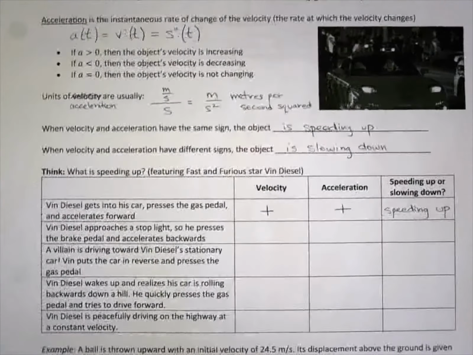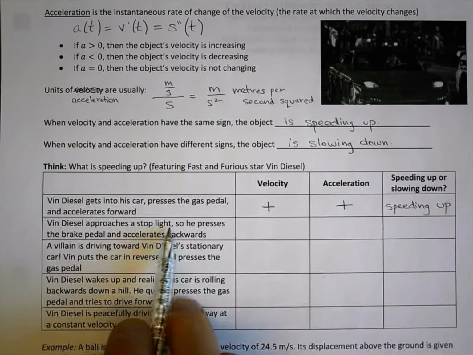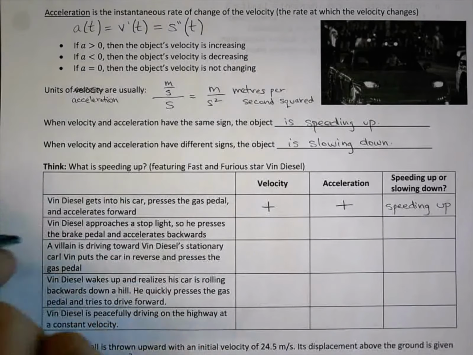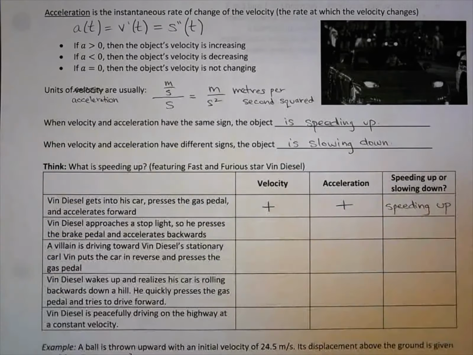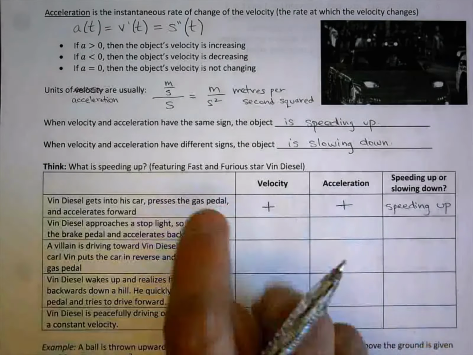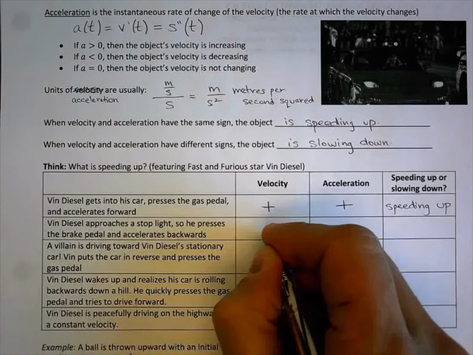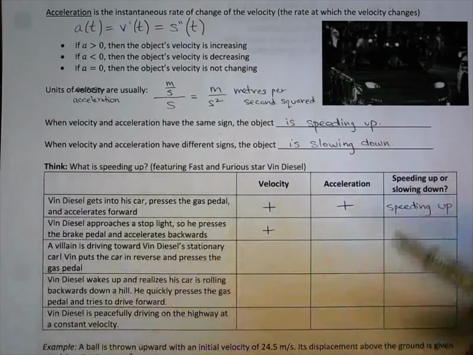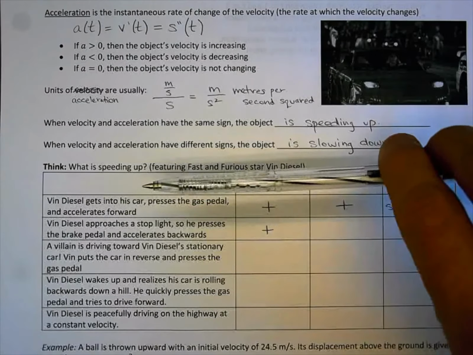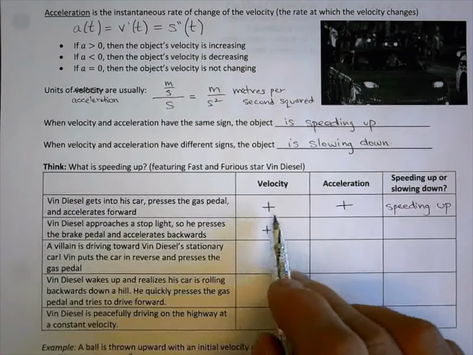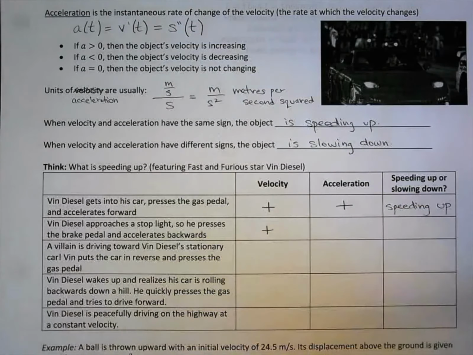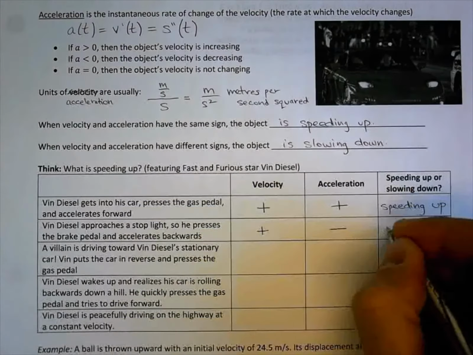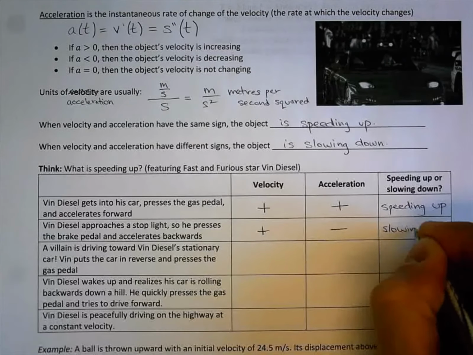Speeds up. Now, let's say he's driving along, approaching a stoplight, so he presses the brake pedal and accelerates backwards. Think about this situation. He's moving really quickly, and then he slows down. He's moving forward, so velocity is positive. But acceleration, well, he's actually accelerating backwards. The velocity is going down, and he's accelerating in the opposite direction. So the acceleration is negative. That's why this is the case of him slowing down.